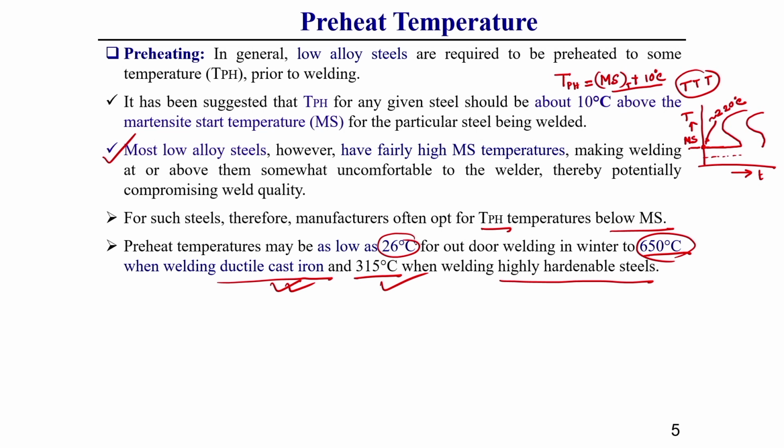And for some other material like mild steel, the preheating temperature for outdoor work during winter time can be 26 degree centigrade. But always keep in mind that, if possible, it is preferable for your preheating temperature to be around 10 degree centigrade higher than the martensitic temperature. This is preferable, so keep this in mind.